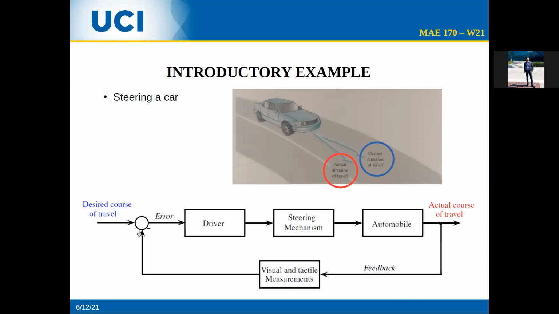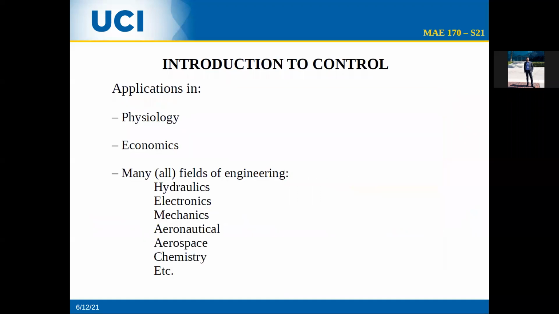Are the actual and the desired course of travel the same? If so, well, don't touch anything, don't steer the car. Are you instead going in the wrong direction? Then you will have to adjust the steering wheel. So this is an example of a closed loop control system, or a feedback control system. Feedback control system and closed loop control systems are two ways of saying the same thing. So they're synonyms.